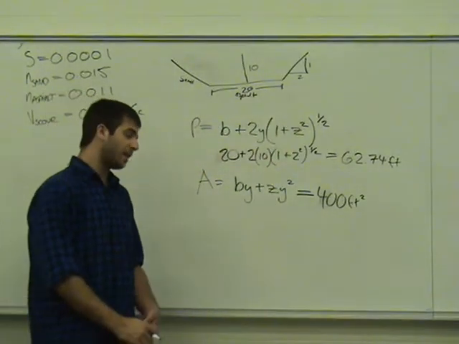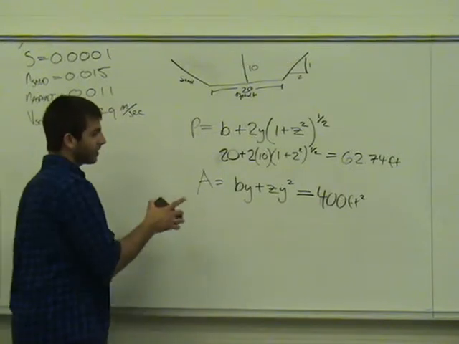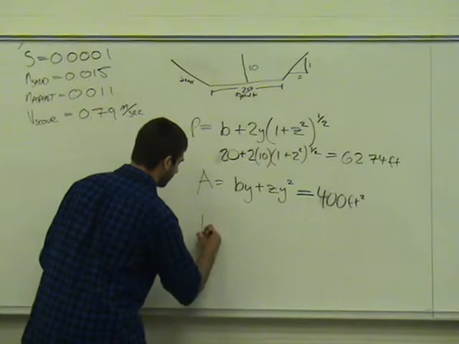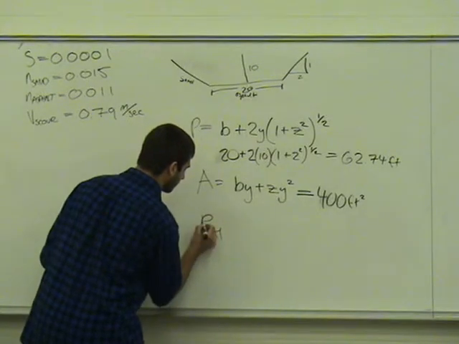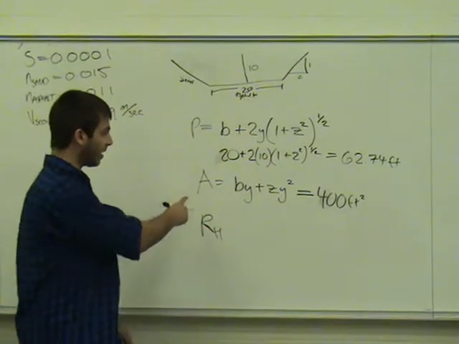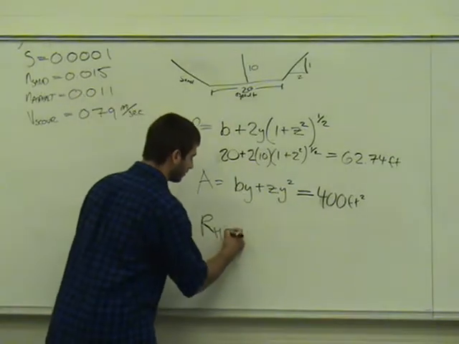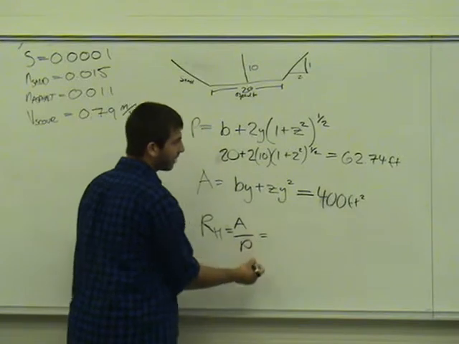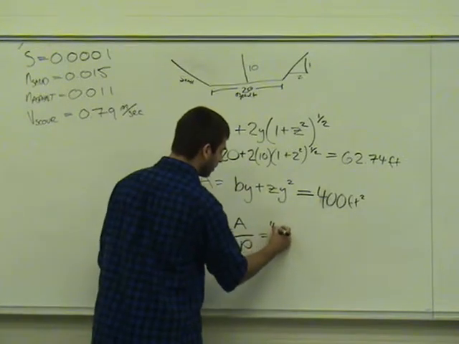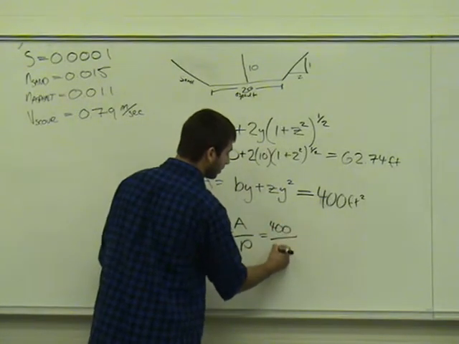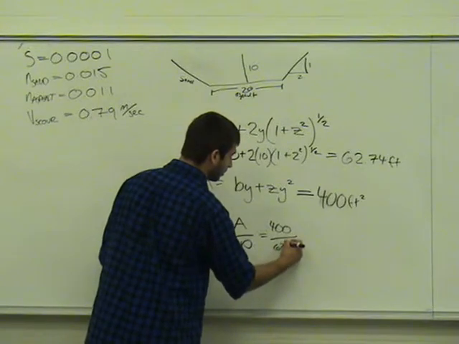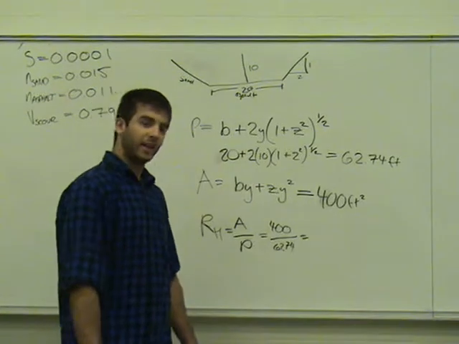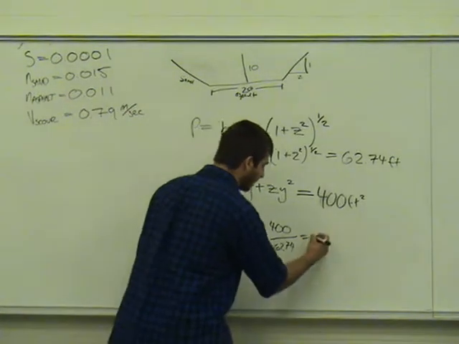So the next step in our problem, we're going to put these two values together and find our hydraulic radius. So hydraulic radius, as you might know, is going to be the area divided by the perimeter. So just take these two values and simply divide them. Just run that through a calculator, you're going to get a hydraulic radius of 6.18 feet.